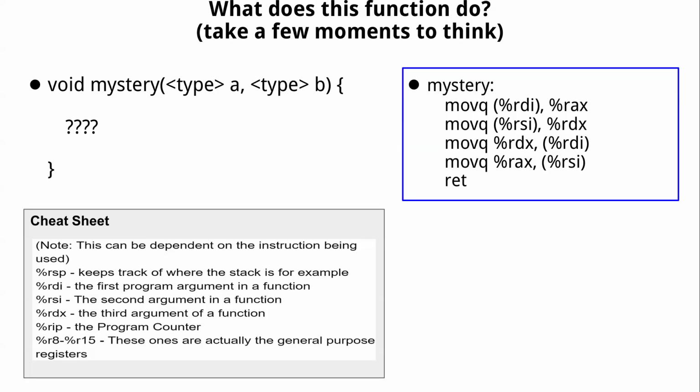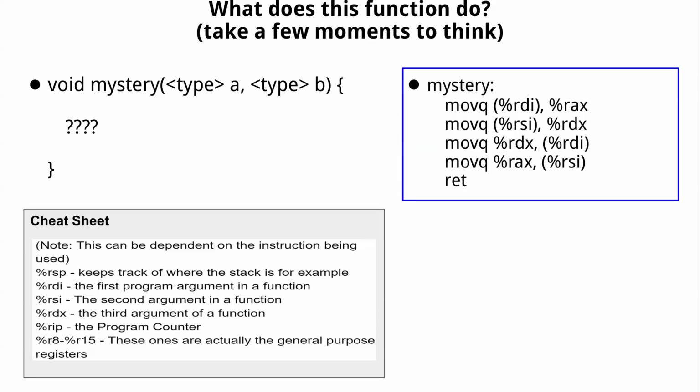First argument, RDI; second argument, RSI, right? So which means RDI is this A, okay? And we are dereferencing this using parentheses, which means A is what? A is a pointer, an address for sure, but we don't know what it points to yet. But very likely it's going to be something 8 bytes, in this case.